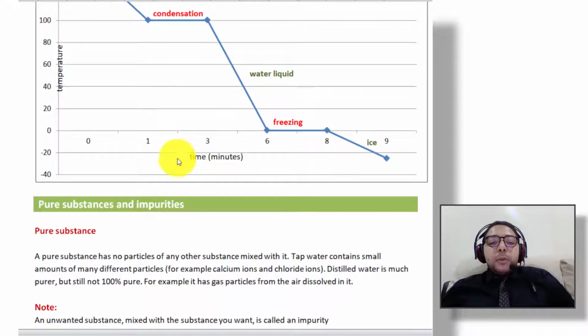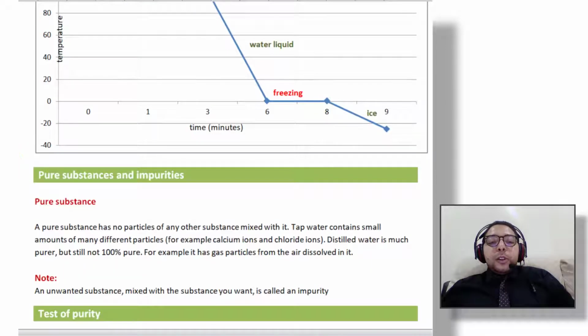Right now we're going to talk about pure substance and impure substance. See guys, the melting point and boiling point act as a fingerprint for a substance. In order to differentiate between every substance, you need to look at the melting point and boiling point. Each substance should have a fixed temperature of melting point and a fixed temperature of boiling point. This fixed temperature is what differentiates between a substance and another.